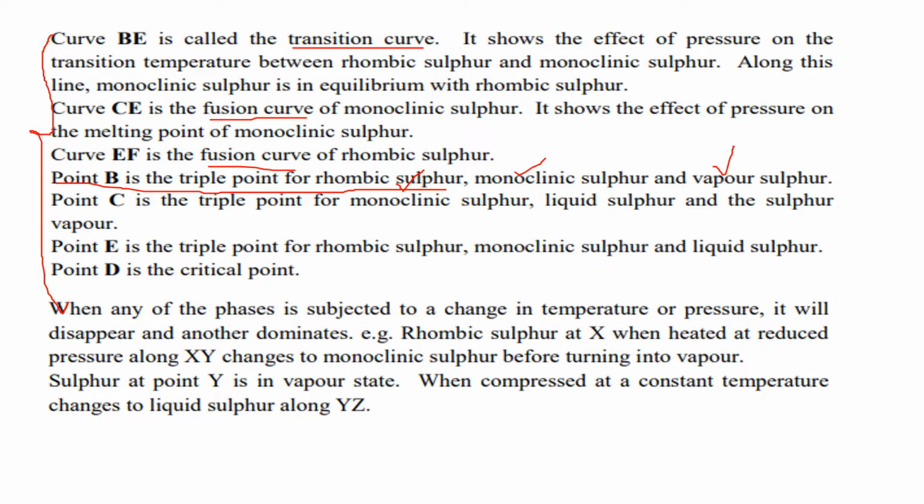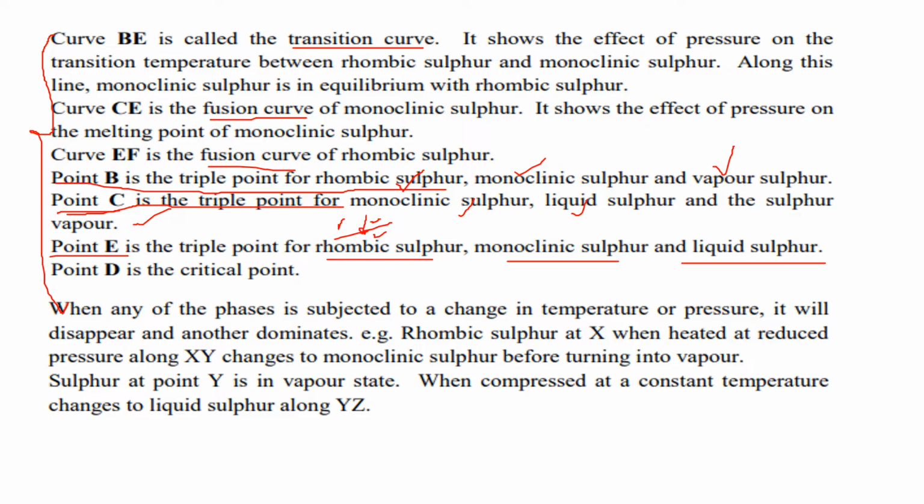And if you look at point C, it is a triple point also, but for which phases? It's going to be for monoclinic sulfur, liquid sulfur, and vapor sulfur. So we have three triple points. If you go back and look at your curve, there are those points. It's a junction of three phases, and you have to state all those phases. You have to state the phase here, here, and here. So you're saying that point E is the triple point for rhombic sulfur, monoclinic sulfur, and liquid sulfur.